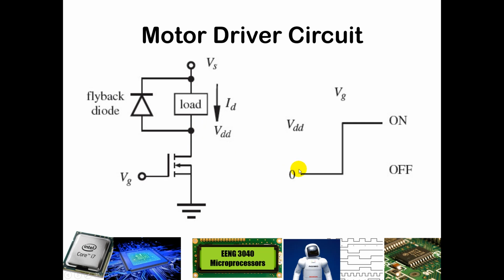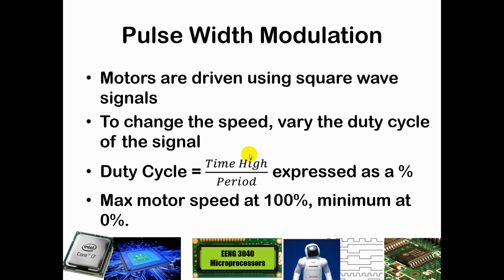And so in this case we're talking about an on-off signal where when VG is above a certain threshold, nominally a VDD signal or a 5-volt signal, then the motor will be on, and when it is below that threshold it will be off. And we will use a pulse width modulation signal to determine how much time is spent on and how much time is spent off. We will generate square wave signals using our PIC microcontroller in order to do that. And to vary the speed, we will vary the duty cycle.